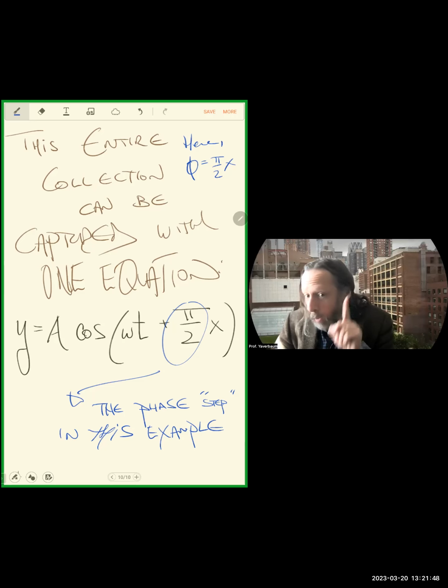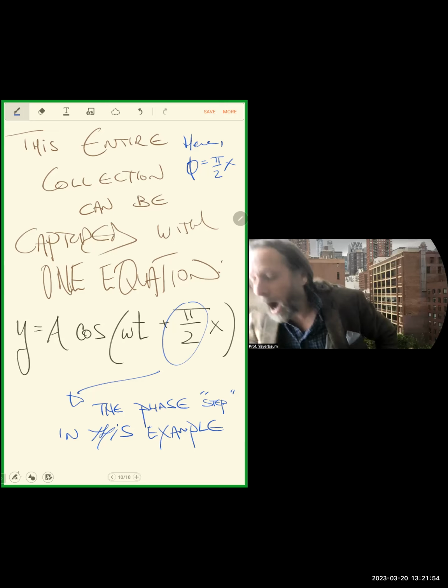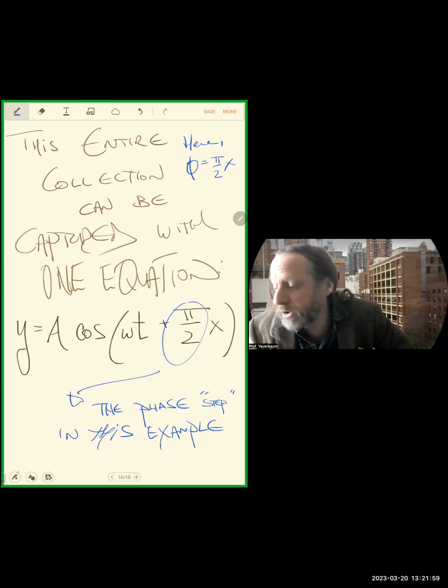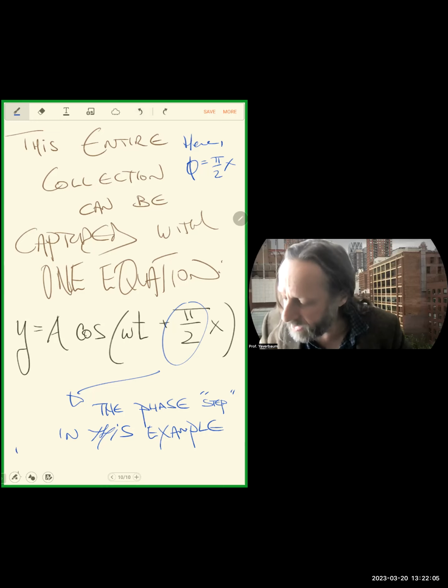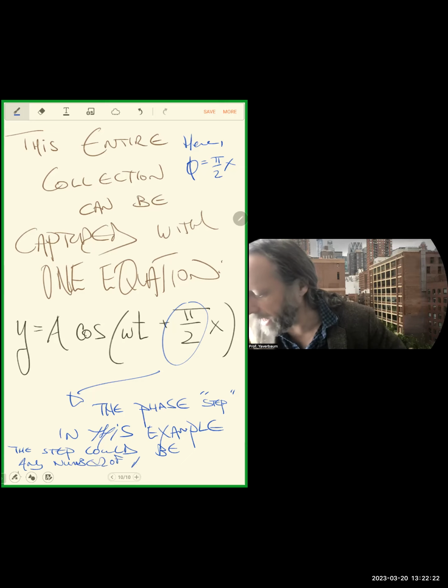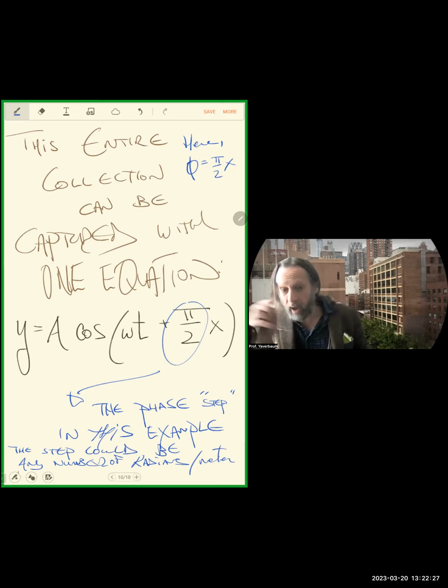But we've got 9 minutes. We're almost at something super general here, but not quite yet there. I'm summarizing all of these oscillators with this one equation, but it's assuming this example of pi over 2. The step doesn't need to be pi over 2. The step could be any number of radians per meter. Notice it could be any, right?